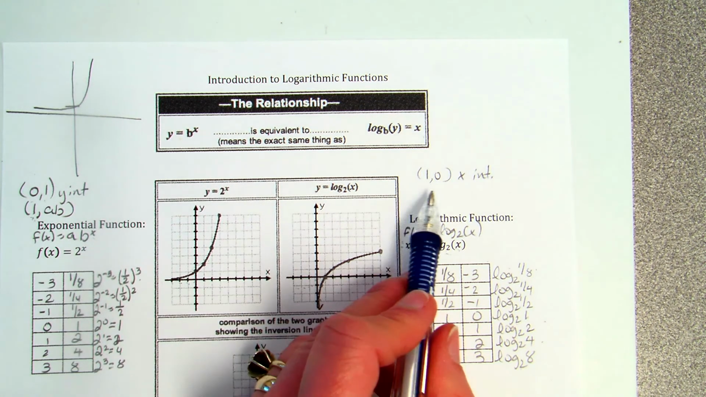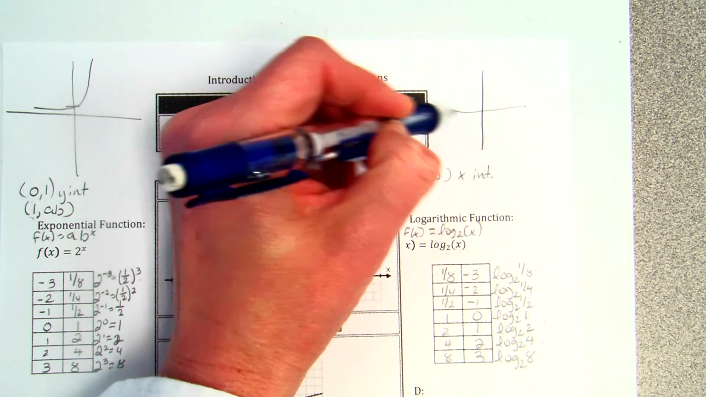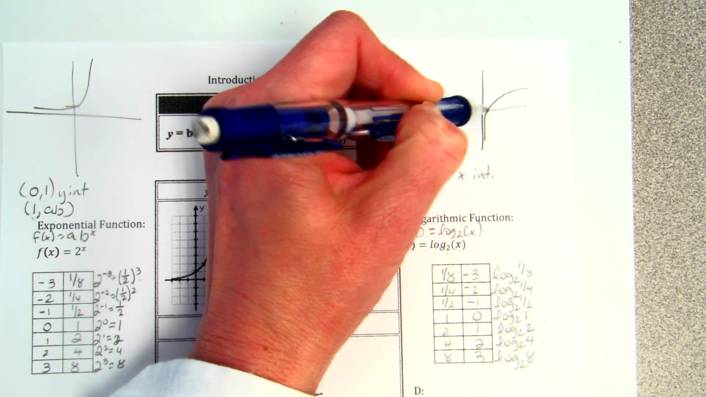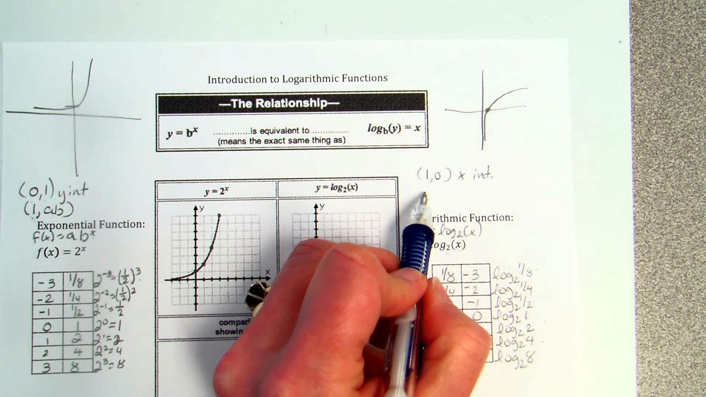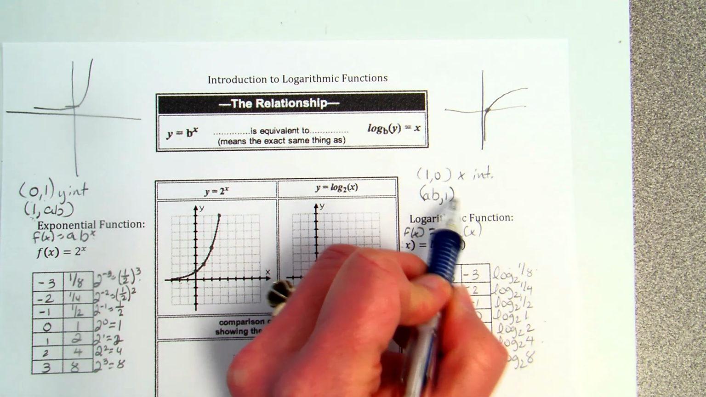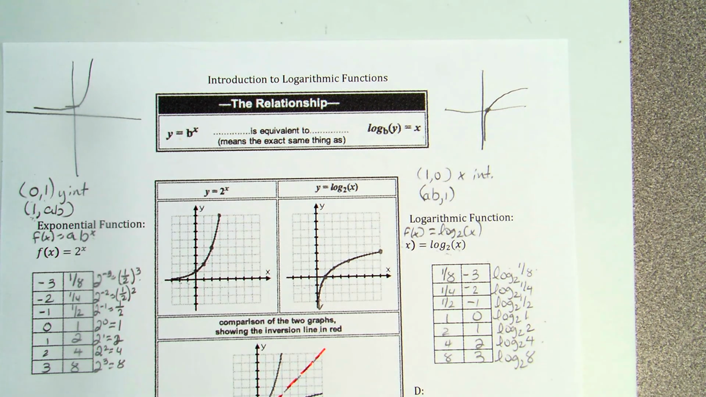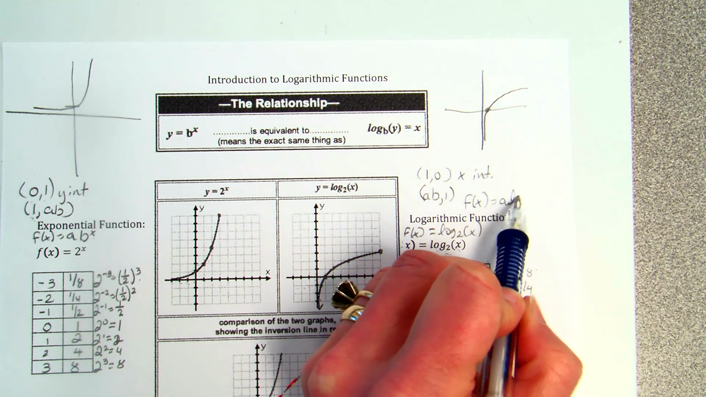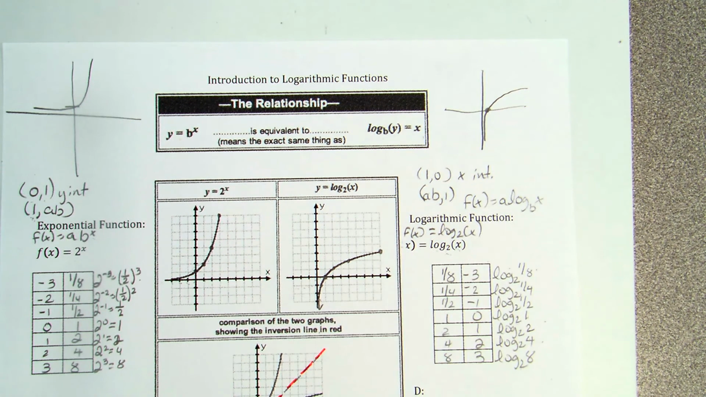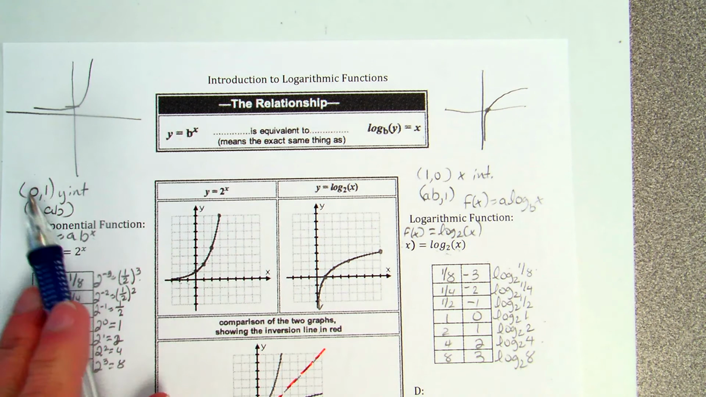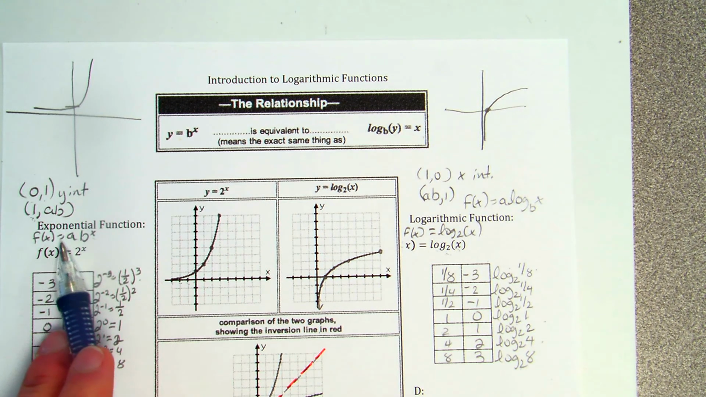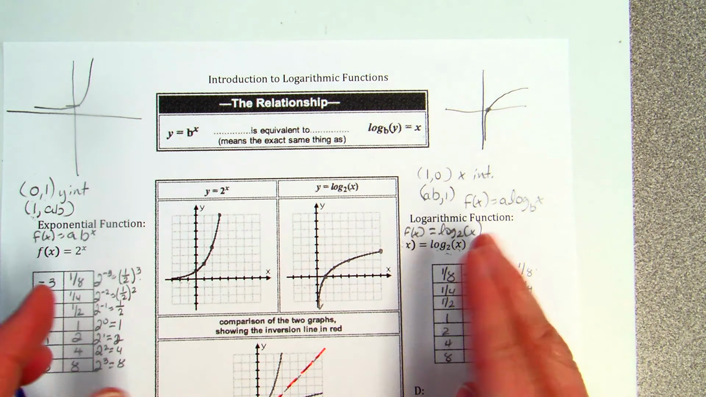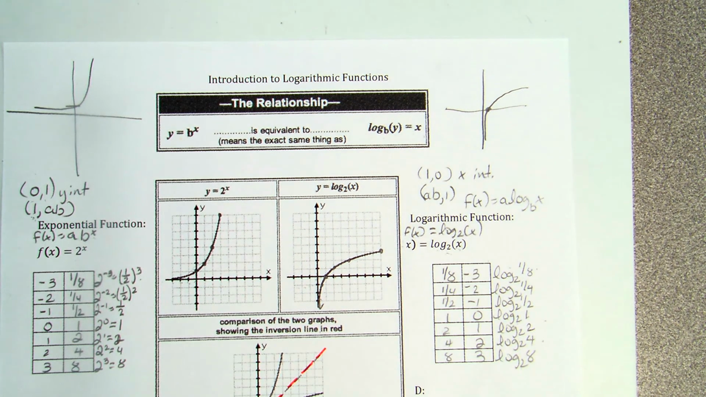Well, on a logarithmic function, your logarithmic function is going to go through that ordered pair 1, 0. It's also going to go through the point ab comma 1. ab comma 1. Well, where does the ab come from? f of x equals a times log base b of x. Okay, this is equivalent to this. This is exponential form. This is logarithmic form. Remember, these are inverses of each other. So those ordered pairs have flip-flopped. So you always know those ordered pairs.